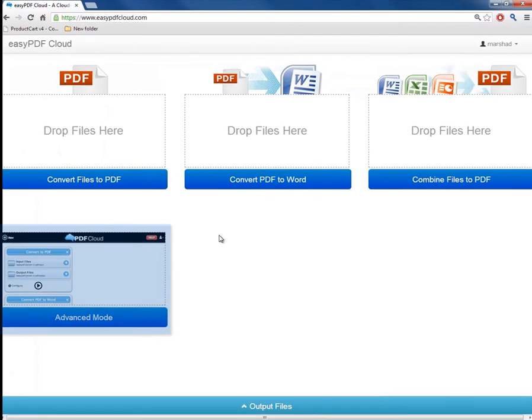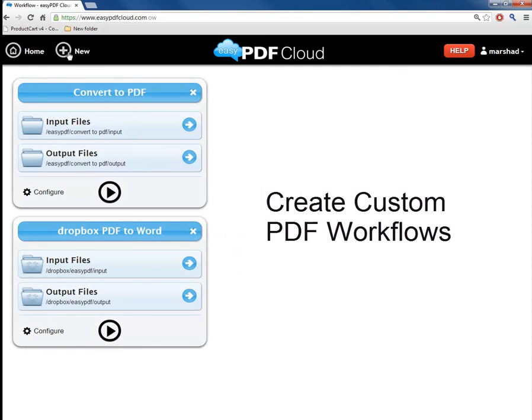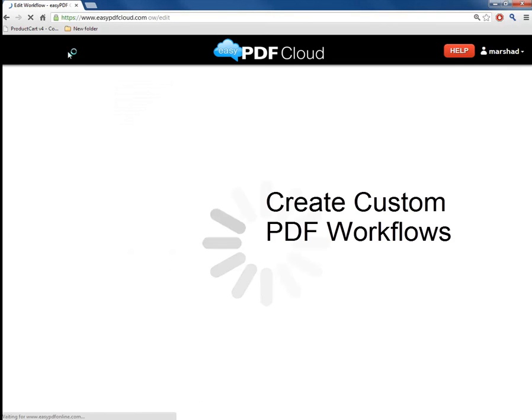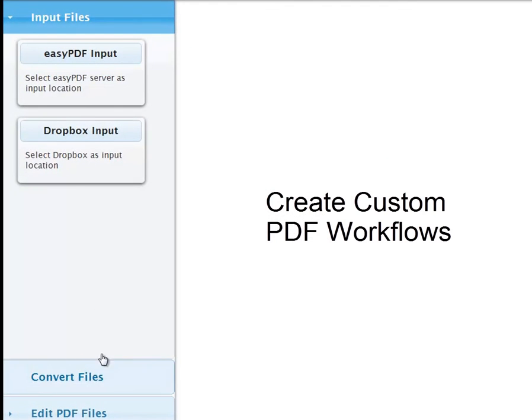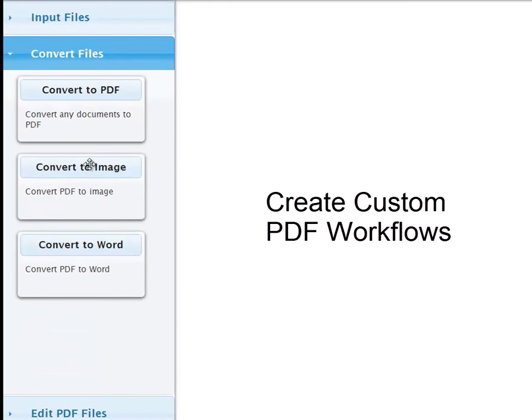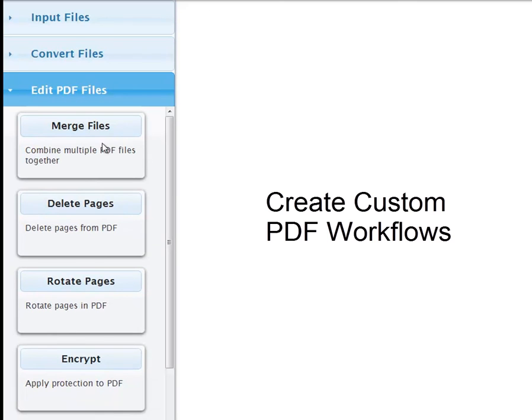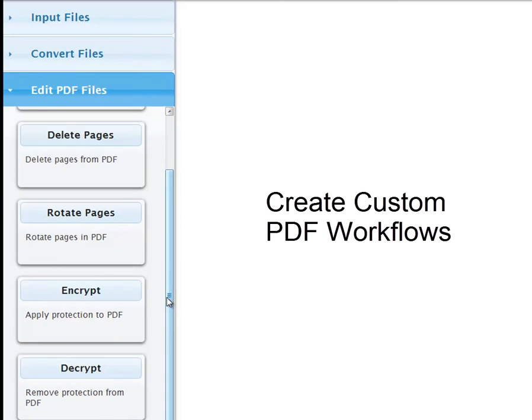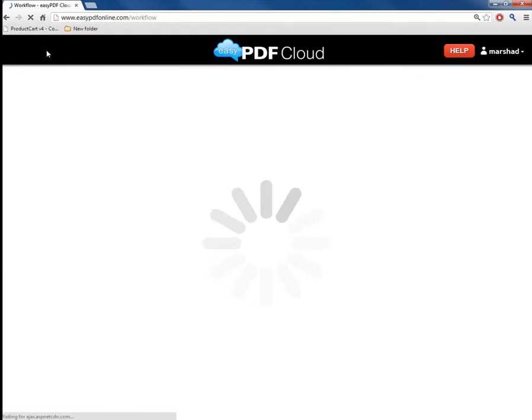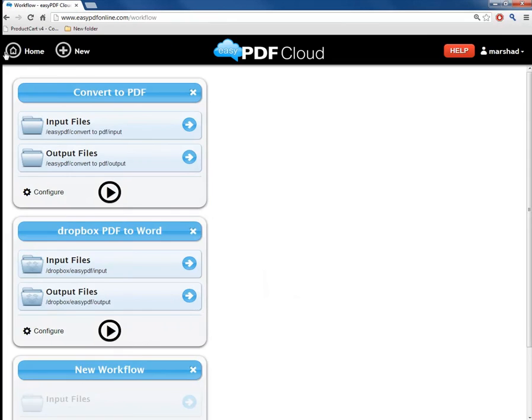With an easyPDF Cloud account, you also have the option of creating your own workflow that fits your needs. For example, you can choose to convert to PDF, to image, or to Word, and you can choose to edit your PDF files by merging, deleting pages, rotating pages, and even encrypting or decrypting your PDF file. All of these features are free with easyPDF Cloud once you sign in.